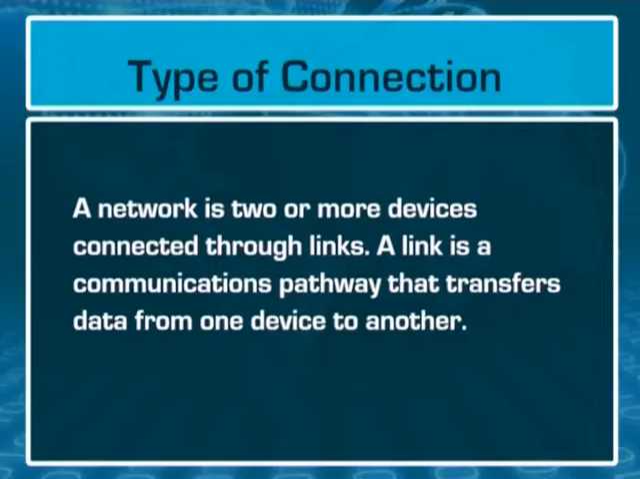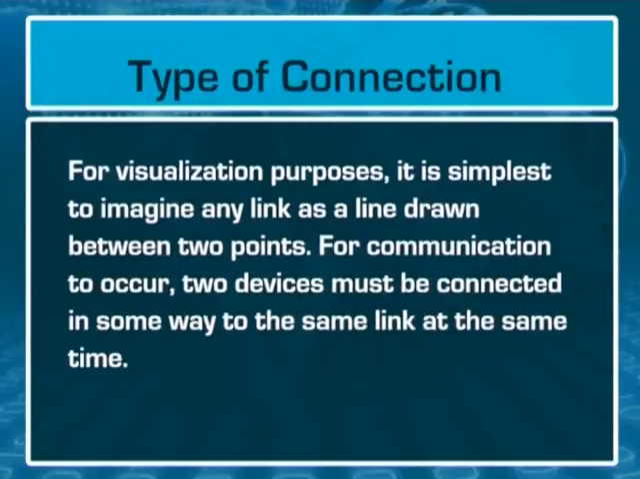A network is two or more devices connected through links. A link is a communications pathway that transfers data from one device to another. For visualization purposes, it is simplest to imagine any link as a line drawn between 2 points. For communication to occur, two devices must be connected in some way to the same link at the same time.